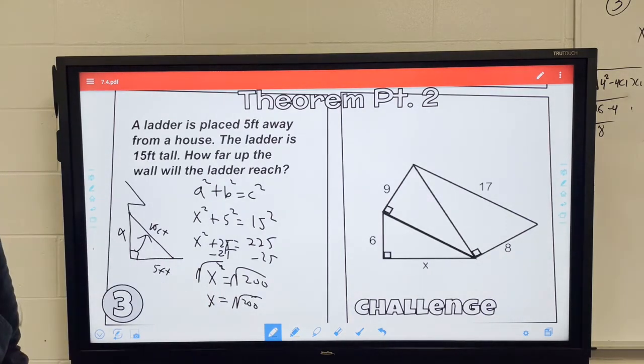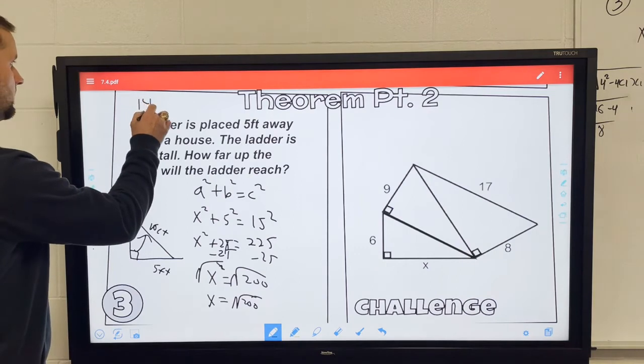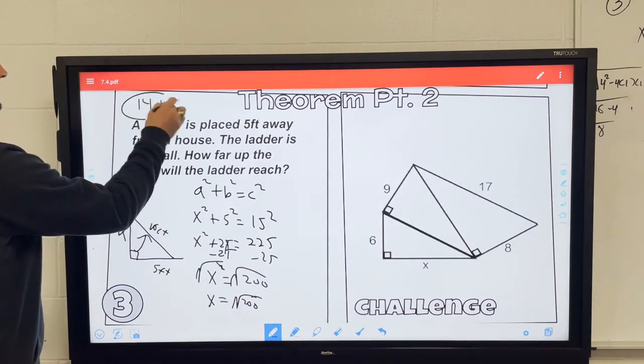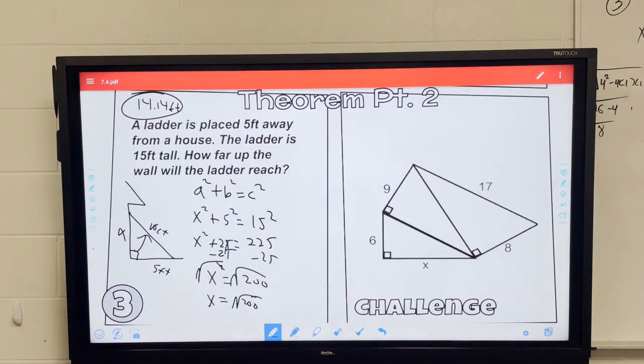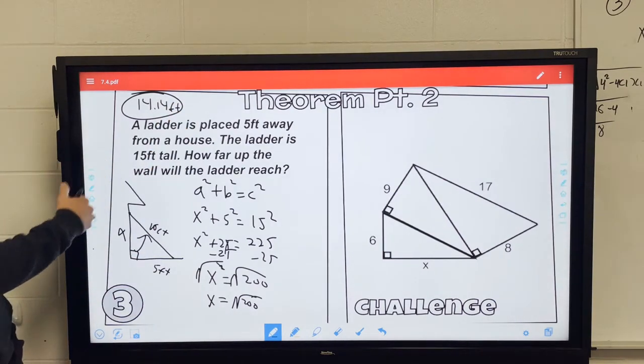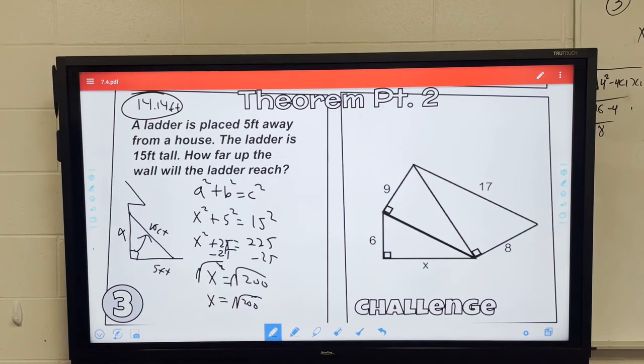So if I actually do the square root of 200, that should end up giving me 14.14, roughly. So that would be my decimal in feet. That's how high up the wall it would go, okay? If I wanted an exact decimal, okay?